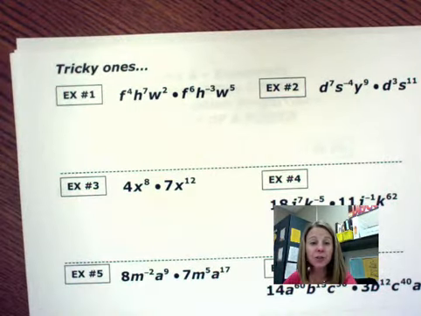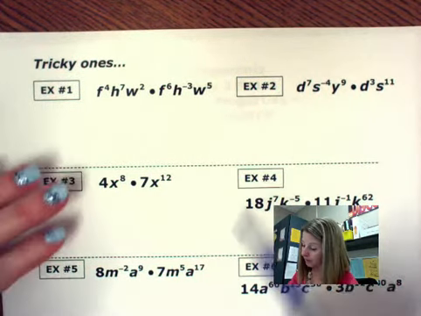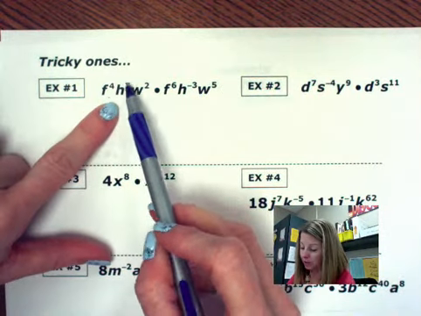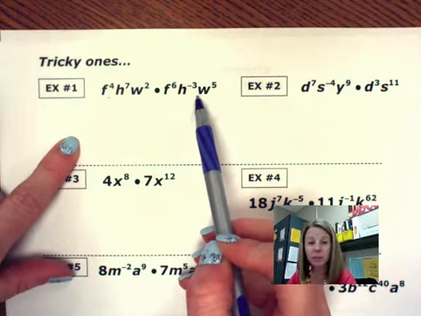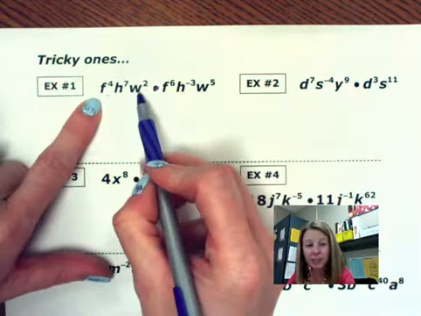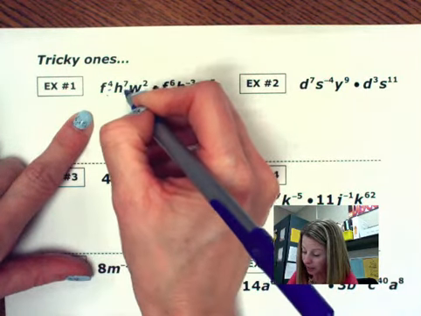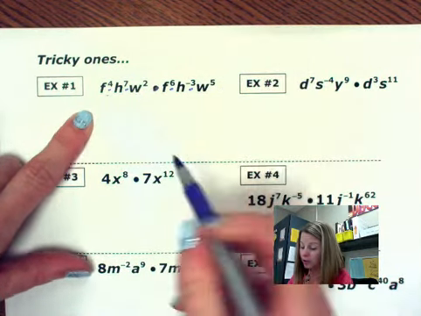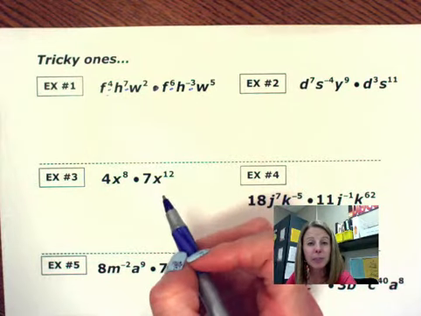And I'm going to encourage you to write together what you can actually add until you get the hang of it. So when I see this big long problem, f to the 4th times h to the 7th times w squared times f to the 6th, h to the negative 3rd, w to the 5th. I have a multiplication sign here, but don't I simply have multiplication between all of these? So for right now, I'm just going to add a dot in between all of these. There's no difference. It's just 1, 2, 3, 4, 5, 6 things being multiplied together.